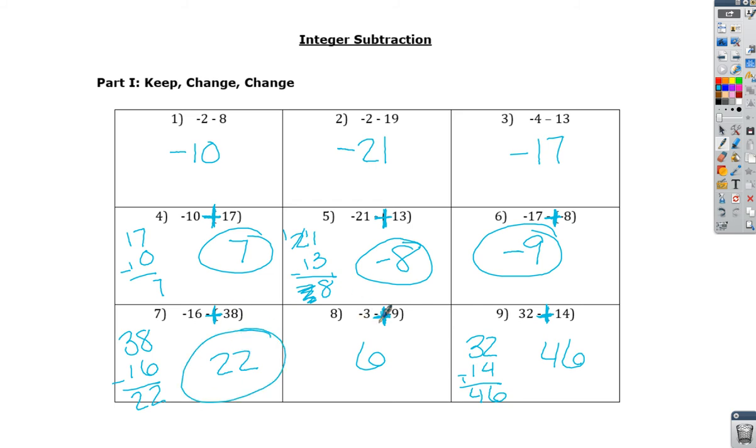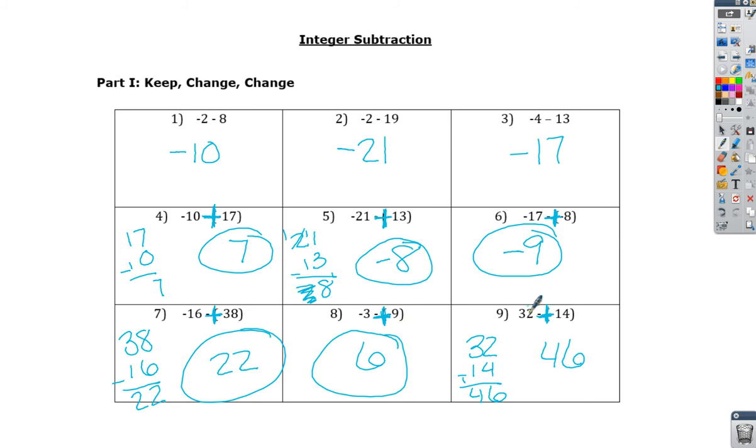So number 8, we have -3 minus -9. When we're subtracting a negative number, it's just like adding it. So now the signs are different, and we'll take the difference and keep the sign of the larger number. So 9 minus 3 is 6. Our larger number is 9, so our answer is 6.